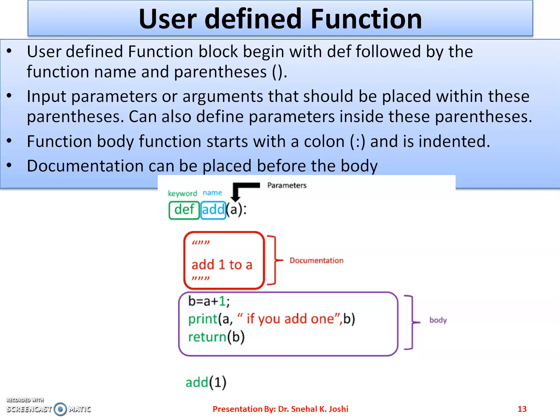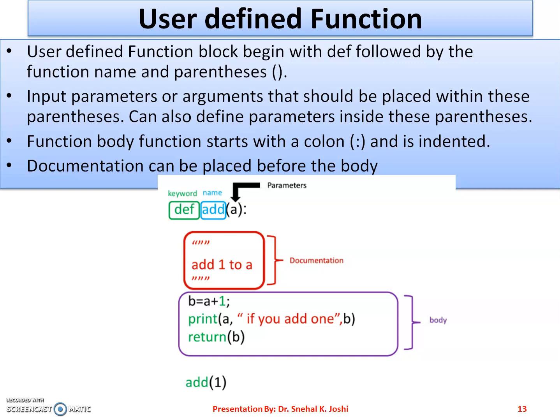A user-defined function block begins with def, followed by the function name and parentheses. So basically we define the function name and it contains parentheses. Input parameters or arguments should be placed within these parentheses, and you can also define parameters inside them. There is a body within every function that starts with a colon and is indented. You can also place documentation before the body. The return statement exits a function, optionally passing back a value.